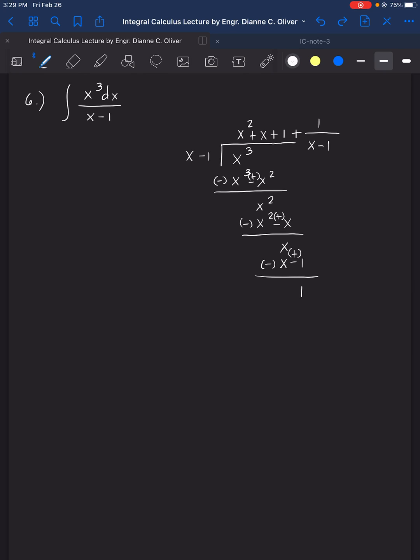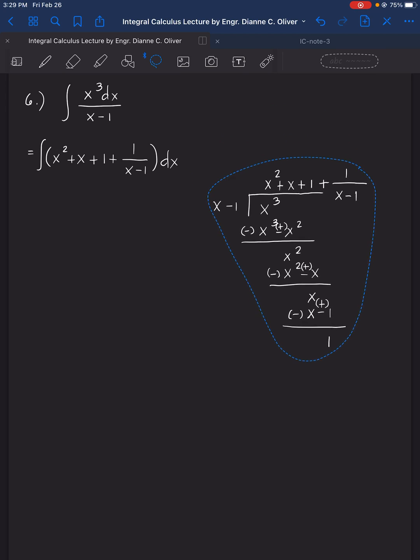Okay, so we can rewrite the given as the integral of x squared plus x plus 1 plus 1 over x minus 1 dx. Okay, so let's move this here.